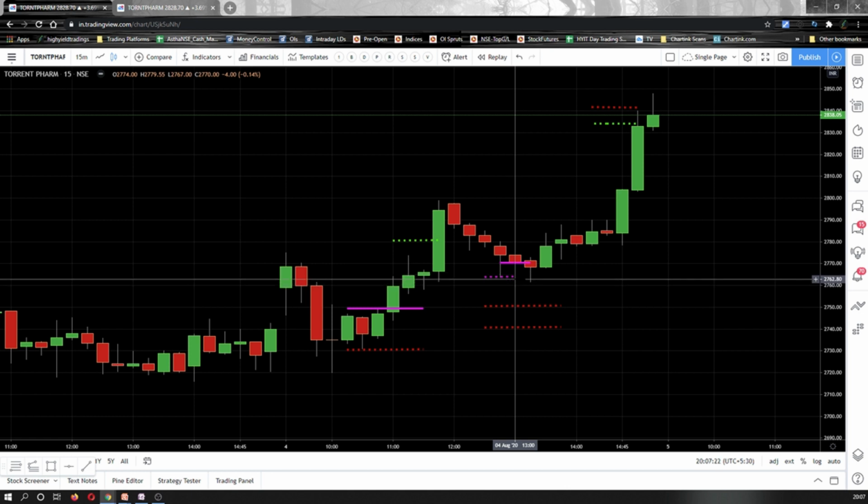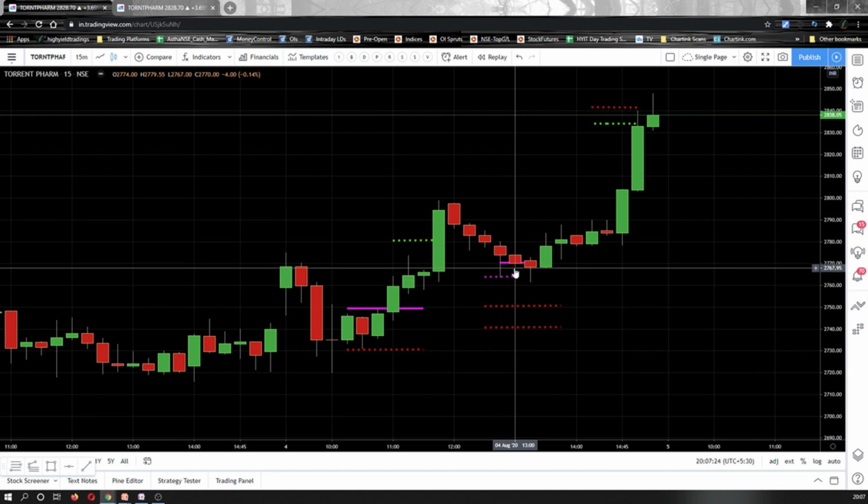So when the 1 o'clock candle started, I took it at a market price, and it took the entry at somewhere around 2771.45, I believe. Yeah, 2771.45 was the entry point. This purple line was my entry point.